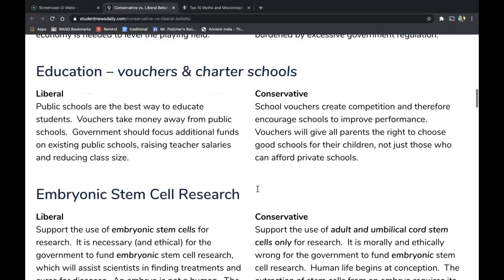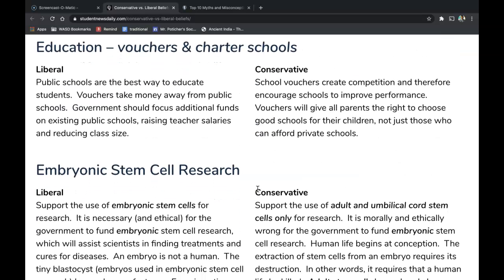On the issue of education, liberals and Democrats might say that public schools are the best way to educate students. Vouchers take away money from public schools, and government should focus additional funds on existing public schools, raising teacher salaries, and reducing class size.